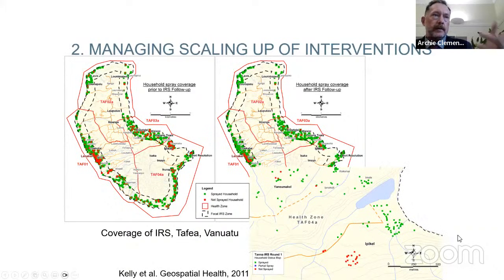And this is just showing a higher resolution. So here we have clusters of households that had been reached, clusters of households that hadn't been reached, and that was then useful operational information that enabled us to go back and target those households in mopping up activities.